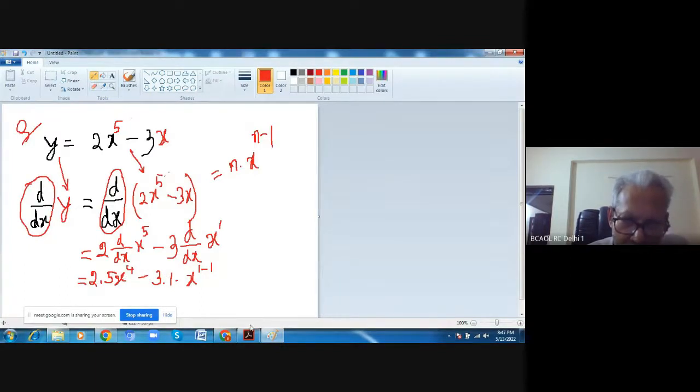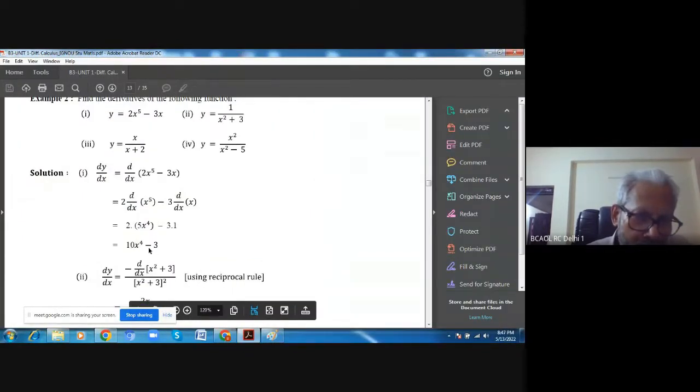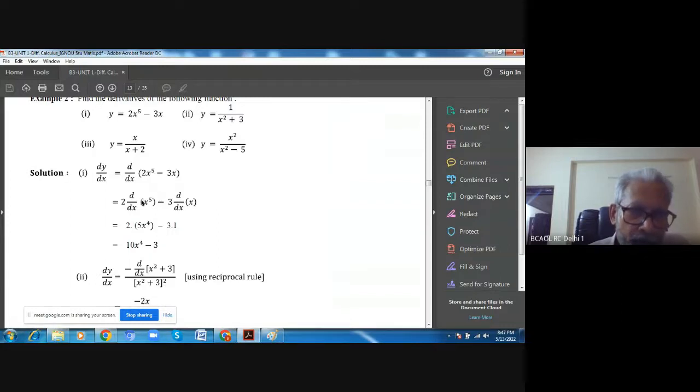So now coming to this thing, 10x to the power 4 minus 3 is coming. So I hope the students can understand how to apply it. And you see, when you are applying n into x to the power n minus 1, then you need not write dy/dx. Don't write the dy/dx. That's all.